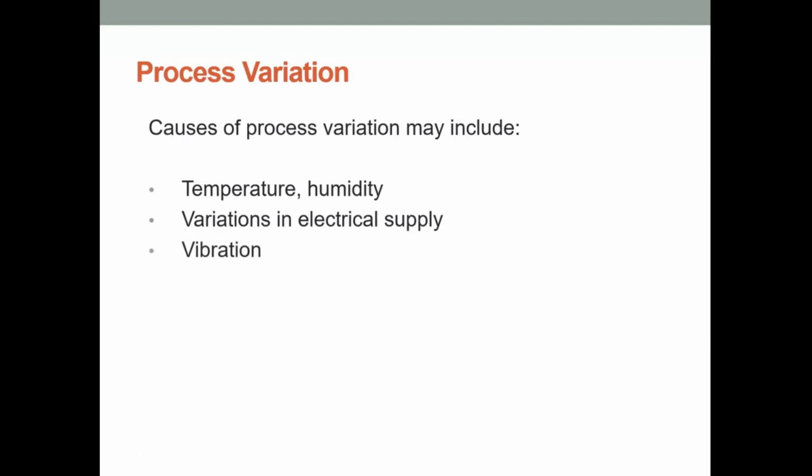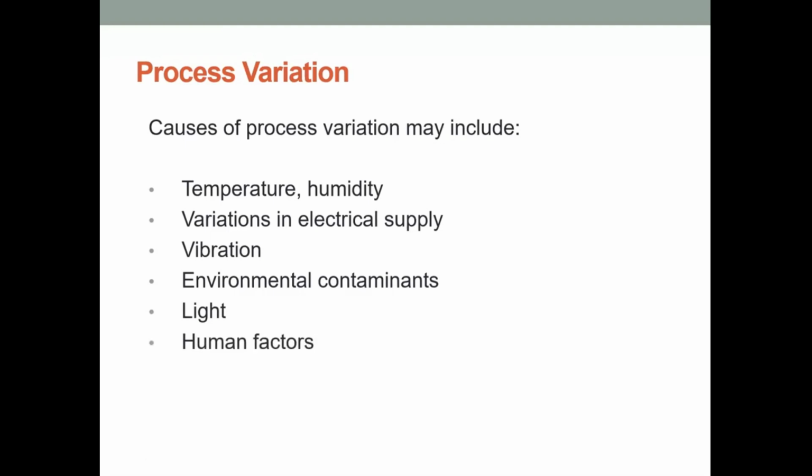The vibration of the equipment could cause a lot of issues as well if it's not within the process capability. Environmental contaminants, so issues around your air pressures, your particulates in your area, things like that. The light in the area can cause process variation. Human factors is always an issue for any process. You can have lots of human errors.